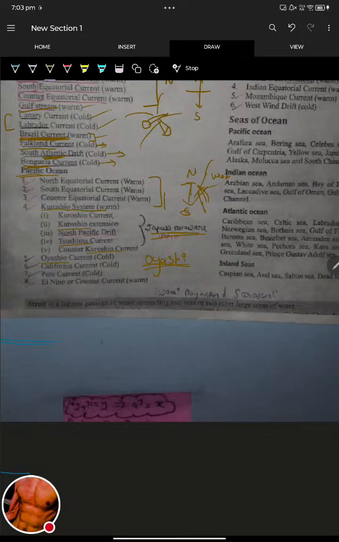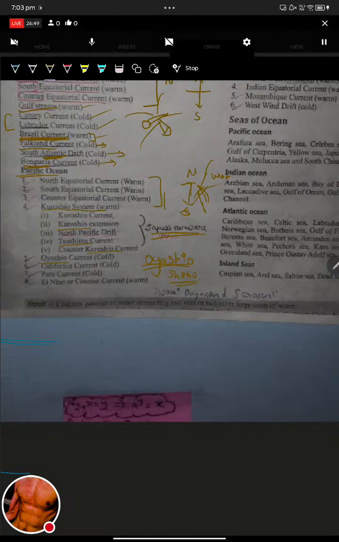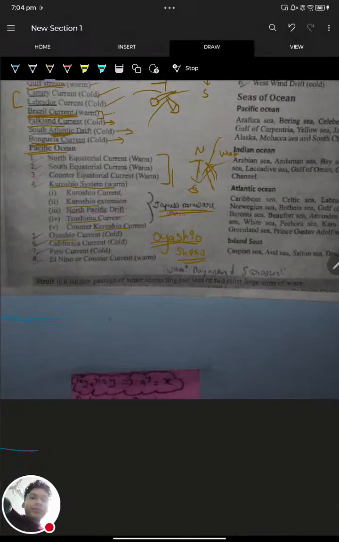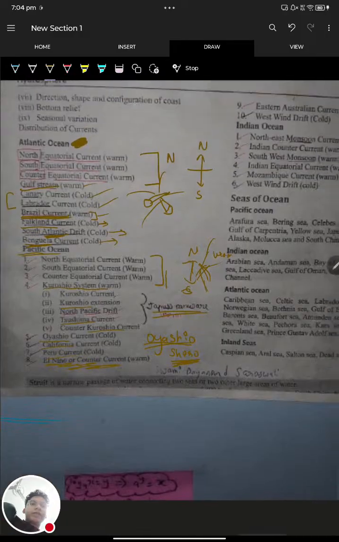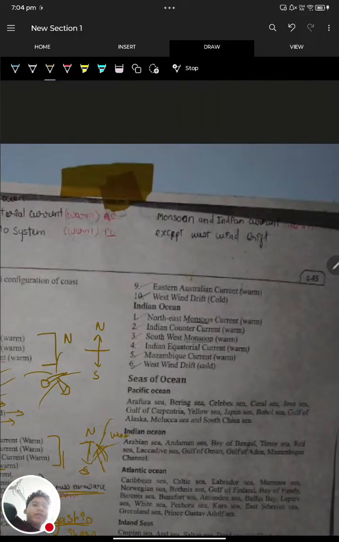You could remember it as Oyashio, Shiro. You could remember Shiro as a cold dog, like Shiro was not able to do anything in the anime too, in Shinchan. Oh, Shiro is cold. Now California is very cold. Peru is cold. El Nino is warm, which I remember as very basic. Then Western Australia. Australia is also booming with chicks, so it is warm.